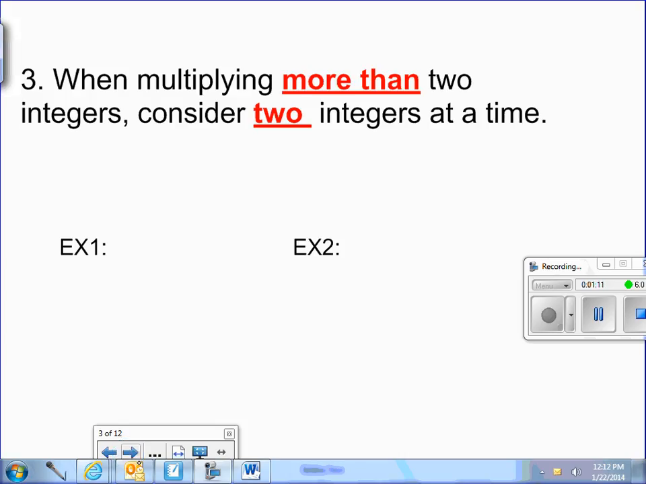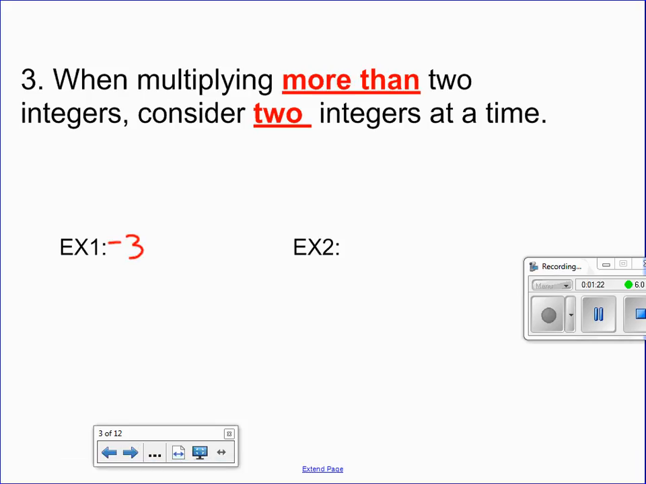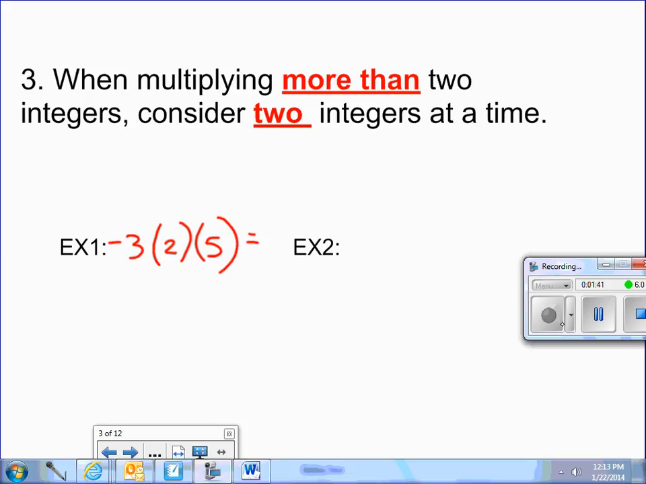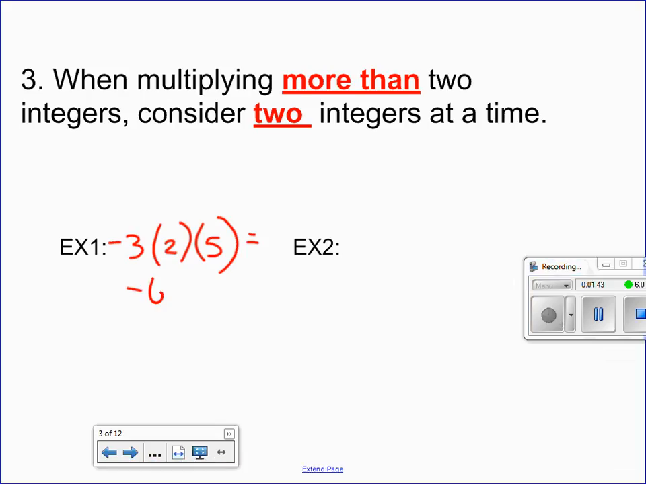Number 3, when multiplying more than two integers, consider two integers at a time. So in this example, let's take negative 3 times 2 times 5. Since we have three integers that we're multiplying, you can multiply them in any order because of the commutative property of multiplication. If we took negative 3 times 2, that would be negative 6. And if we brought down the 5 to multiply it, negative 6 times 5 is negative 30.